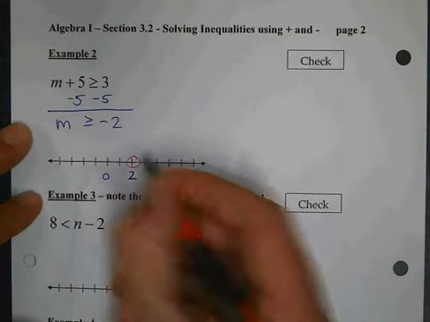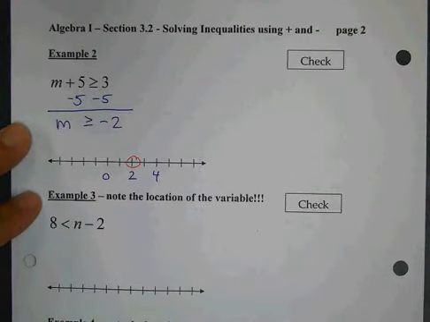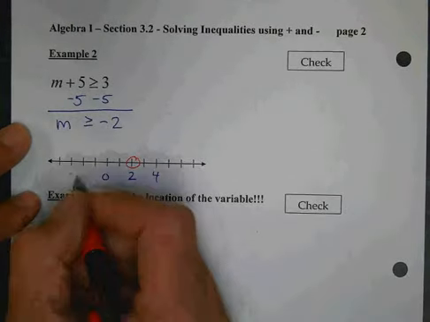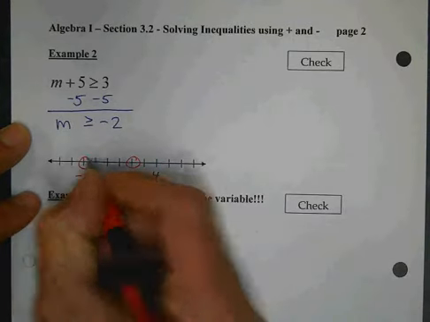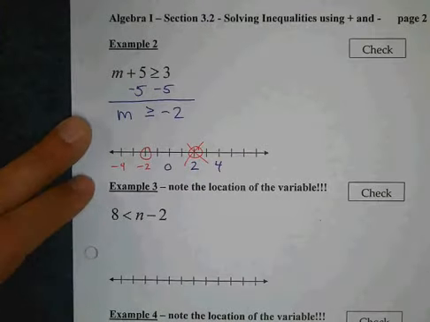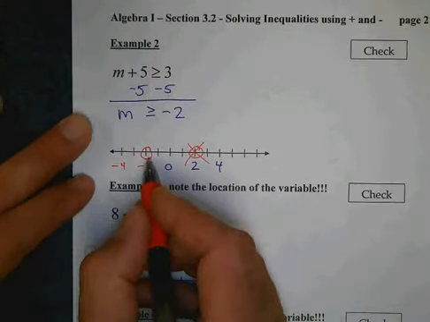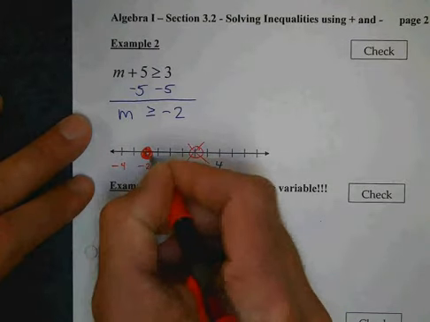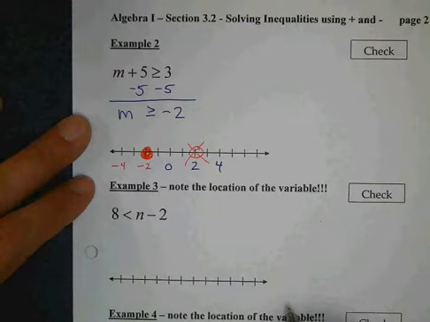Do I fill that circle in or do I leave it open? Oh! Sorry, my mistake. Thanks for the catch. All right, fix my problem here. Open or closed? Closed. Because it's what? Because it's equal. Shade right, shade left. Shade right.